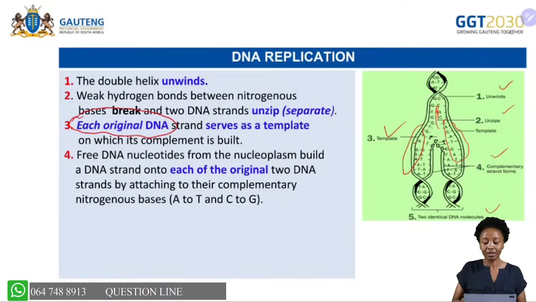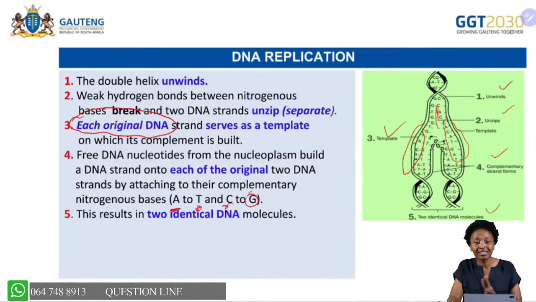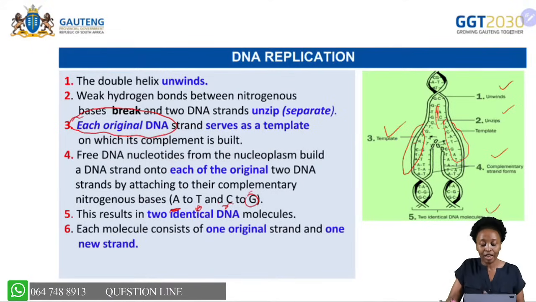Then when that happens, the complementary nitrogenous bases, your A is always joined to T, which is adenine and thymine, and then your cytosine is always joined to guanine. It's very important here. These are the pairs that are formed on your DNA molecule. Then this results in two identical DNA molecules. Then at the end, each new molecule will have the original strand and the new strand. So this is important.